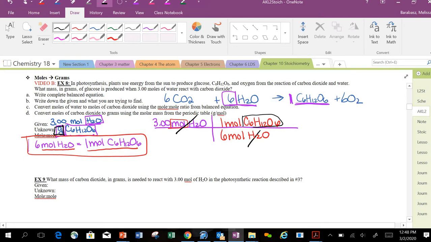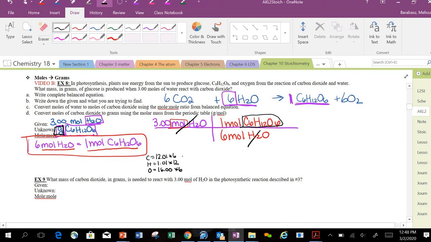We have glucose. So we're going to look up the periodic table so we can do 12.01, and then there are 6 of them. Hydrogen, which is 1.01, and there are 12 of them. And then oxygen is 16.00, and there are 6 of them.